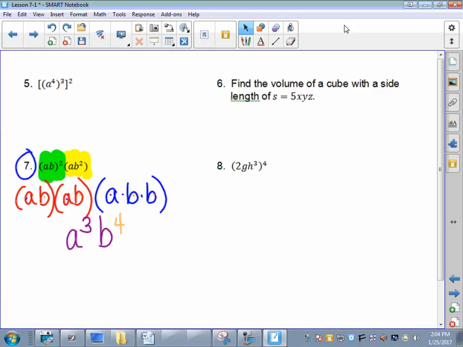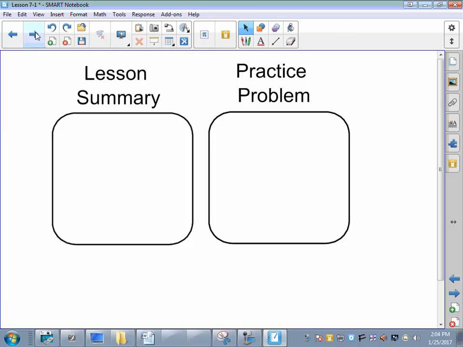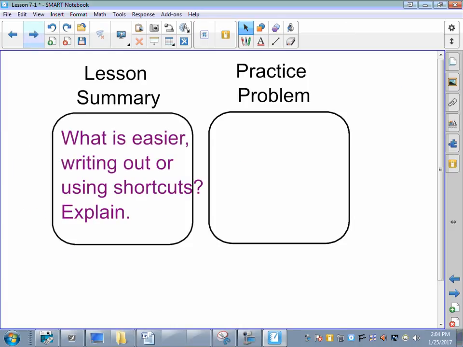So we're going to do some more practicing with these problems and add some others in as we go to section 7.2. So here's what I would like to know for the lesson summary. Please make sure you do this. I really want to know, what do you think is easier? Writing out all of them and seeing how they combine, or using those shortcuts where we add the exponents or multiply? So tell me what you think is easier, and of course, why?